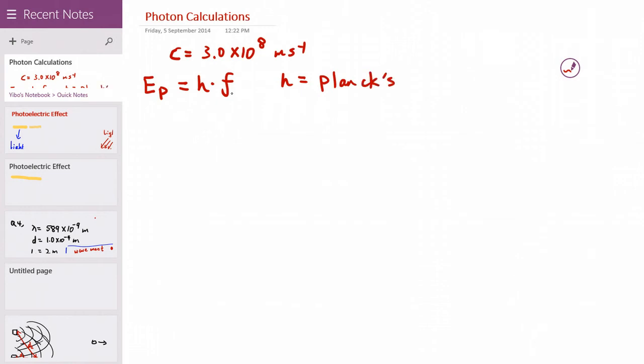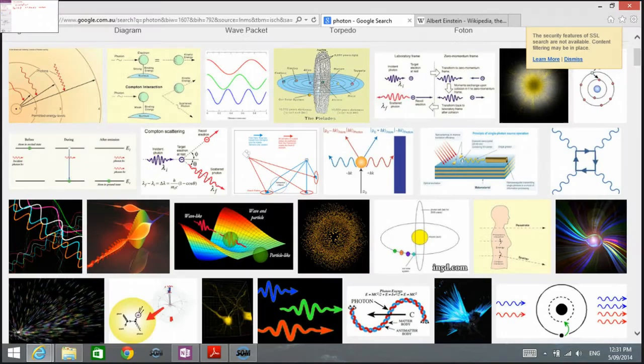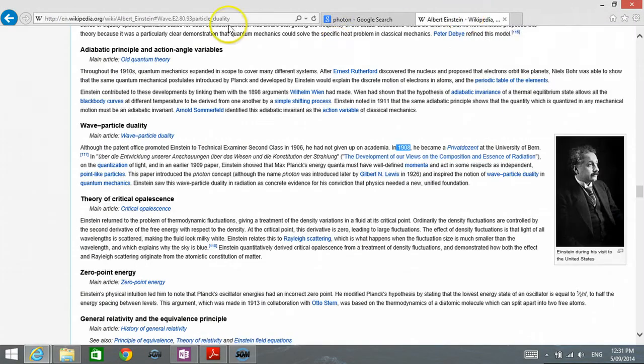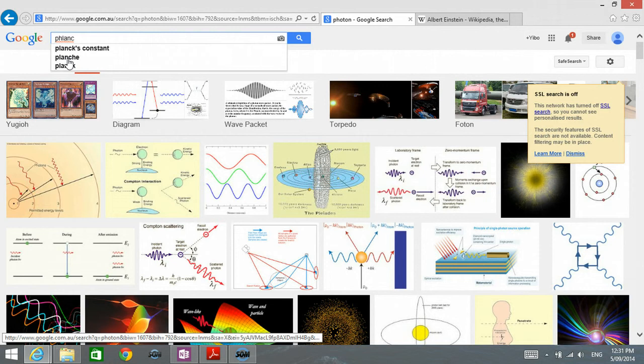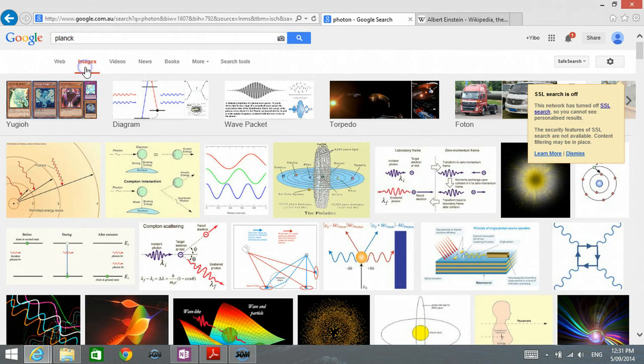Planck constant. Let's type in Planck's. Have a look. He's a scientist. He's a very famous scientist. And my internet is down, so let's not worry about it now.